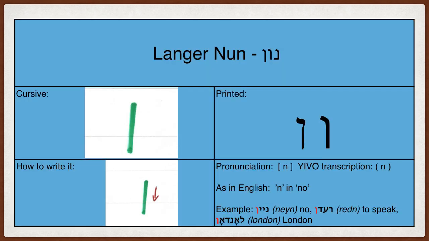Langer-Nun, another blue letter, so we'll talk about it later. Pronunciation is n, just like in the English word no, and a few examples. Nein, meaning no. Reden, to speak. London.